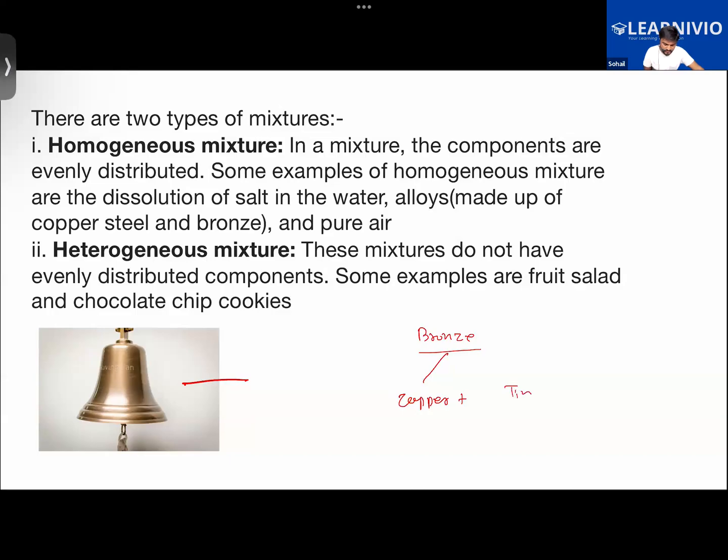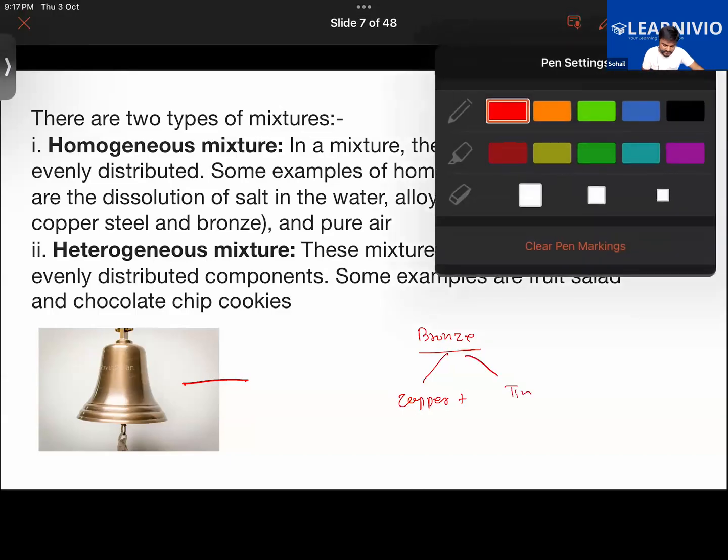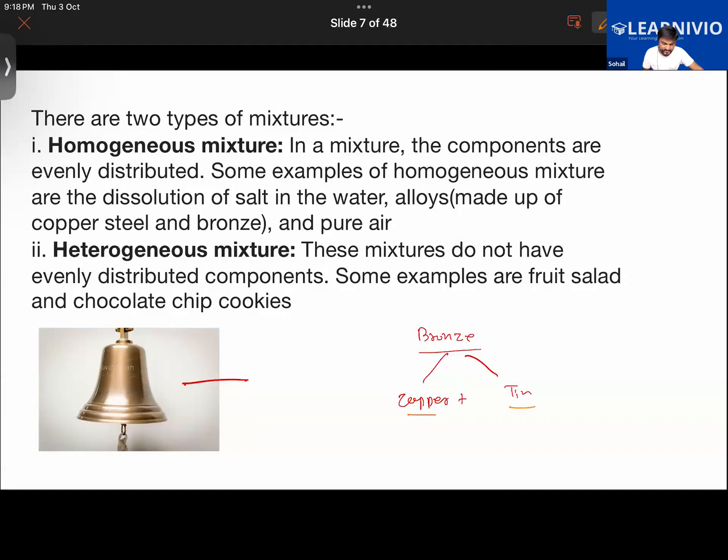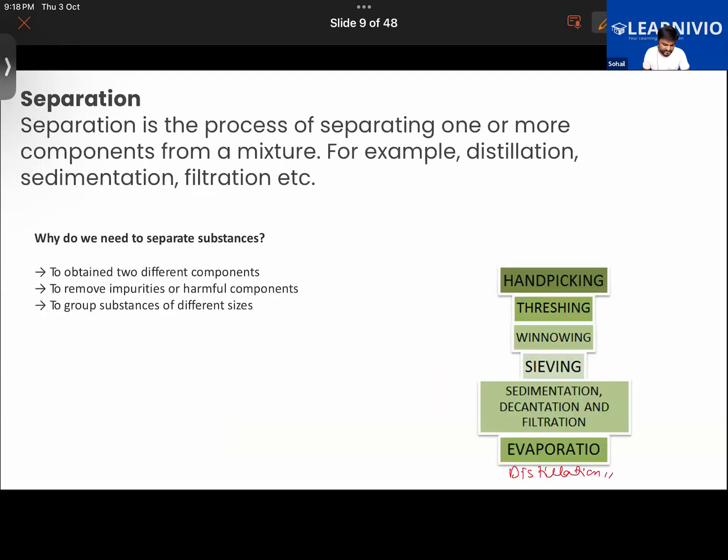Exactly. So to make bronze, these two metals are used. One is copper, another one is tin. Once they are mixed, it will be looking like this, with a color kind of like this. But will you be able to tell which one is copper and which one is tin? No, that is the case. In the case of heterogeneous mixtures, you will be able to distinguish between the components that are present.